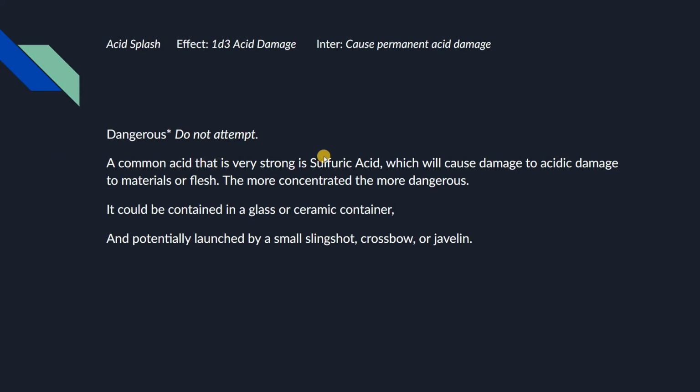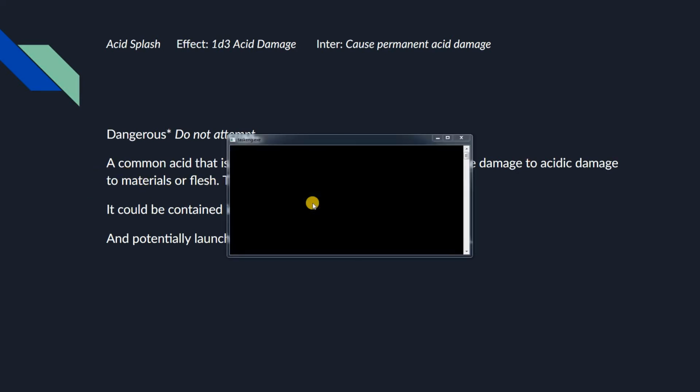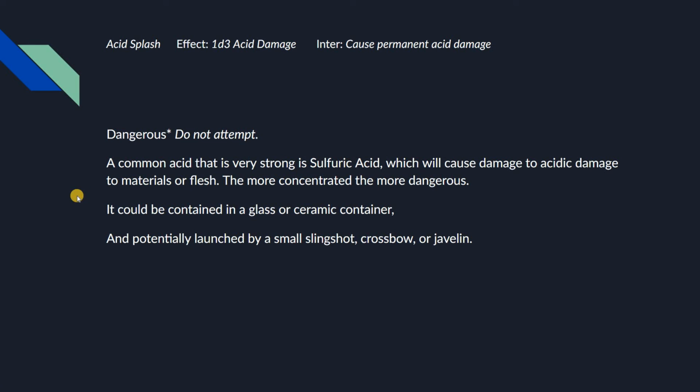A common acid that is very strong is sulfuric acid. You probably have all heard of this. It'll cause acidic damage to materials or flesh. The more concentrated, the more dangerous. And it's pretty easy to obtain, honestly, in unconcentrated forms. And you can contain it in glass or ceramic containers. And just for the purposes of conversation, it could potentially be launched in that container by a small slingshot, or on a crossbow bolt, or on top of a javelin of some sort.